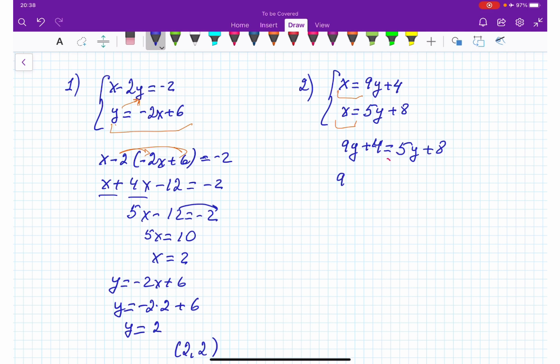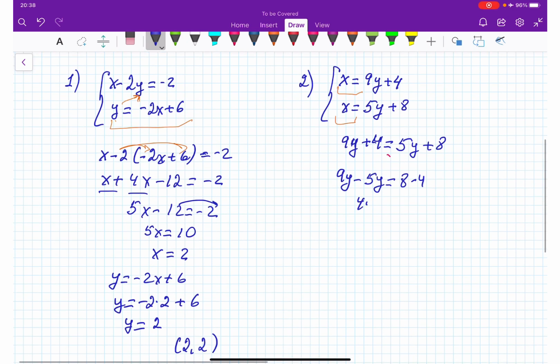Okay, 9y, this is y, guys, minus 5y is equal to 8 minus 4. So from here, 4y is equal to 4, y is equal to 1. Okay, now let's find x. Now I can plug in the first one. Okay, let's plug this time in the first one. x is equal to 9 times 1 plus 4. So x is equal to 13.